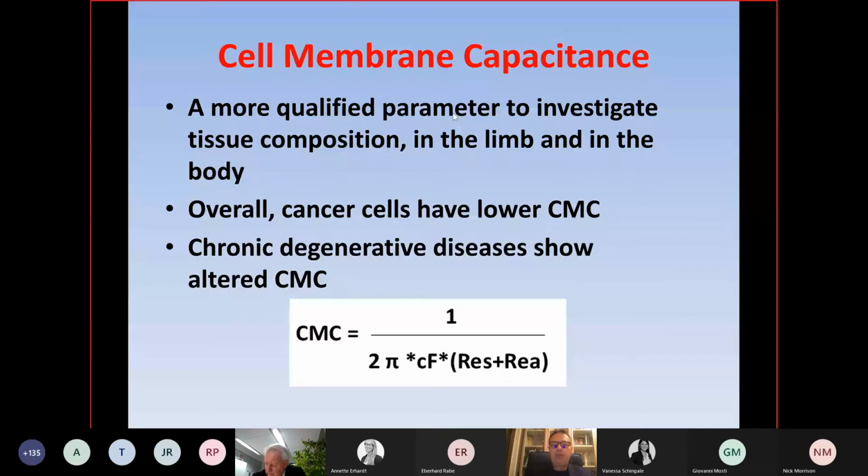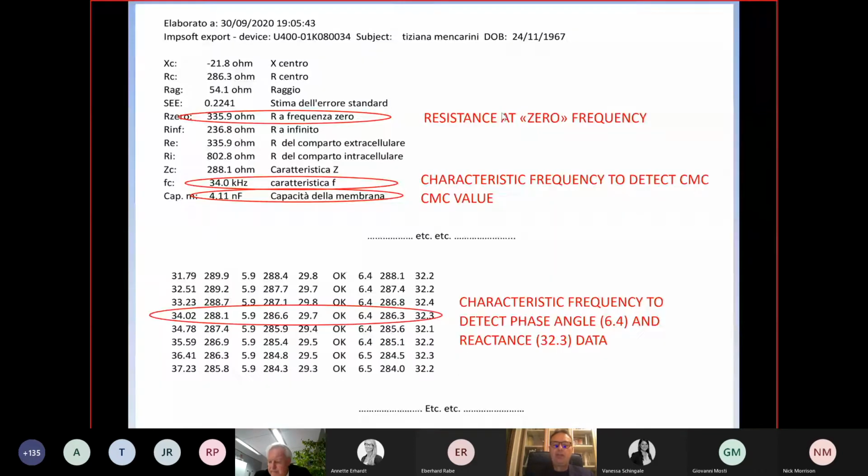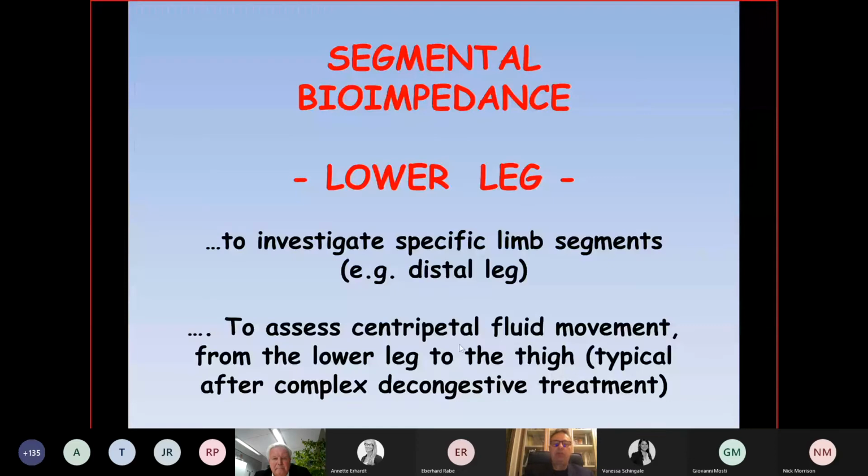So these parameters can be very easily investigated through these devices, and then you can understand how much is the resistance in the limb or in, let's say, a segment of the limb, and then you can detect the cell membrane capacitance, which relates to the tissue. So you can investigate the tissue, and then you can also, of course, detect reactance, which is another way to detect the tissue composition.